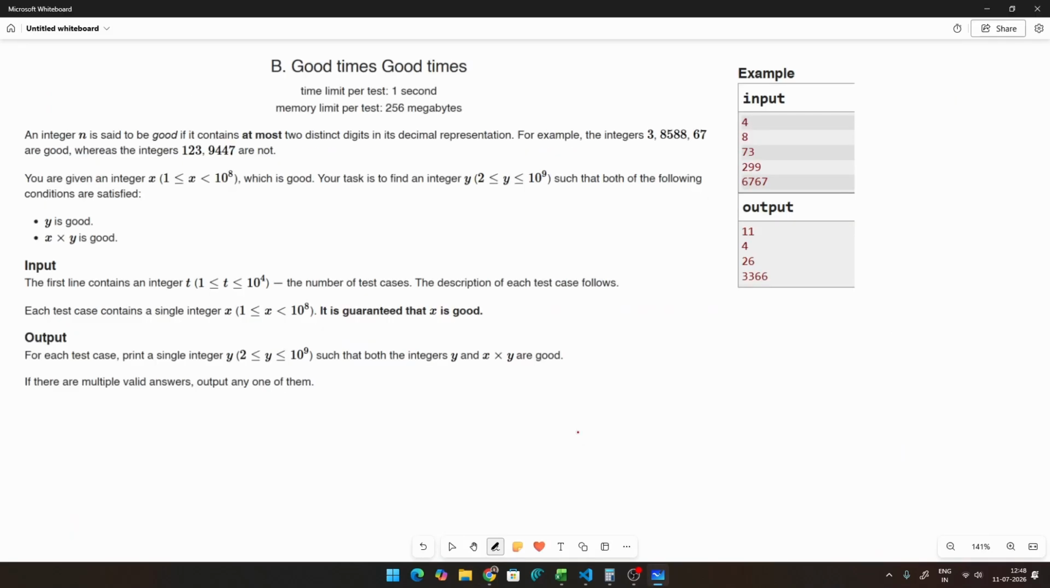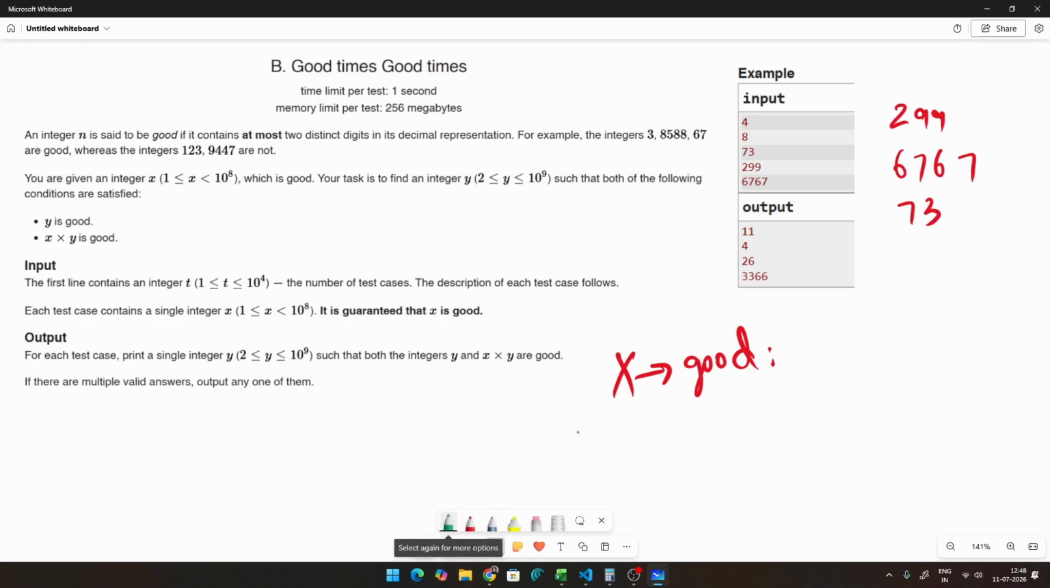All right. We're here in the whiteboard. Let us try to work out what this problem is asking of us. It's telling us x is good, which means x only has two distinct digits. So 299 is a good input, 6767 is a good input, and 73 is also a good input because all of them only have two distinct digits. The question also says at most, so it doesn't always have to have two. It can have one as well, so that is also good.